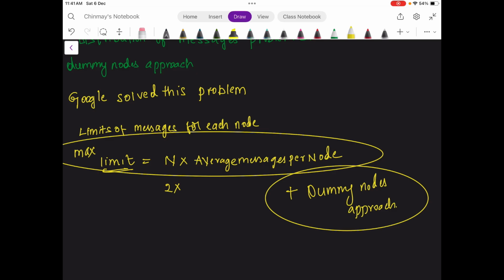I hope you had a clear understanding of what is meant by consistent hashing, what the problems with traditional hashing are, what the problems with regular consistent hashing are, and how Amazon and Google solved these problems.